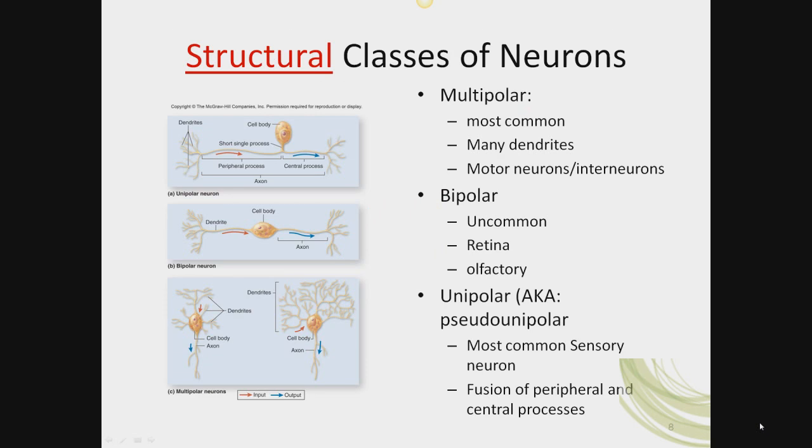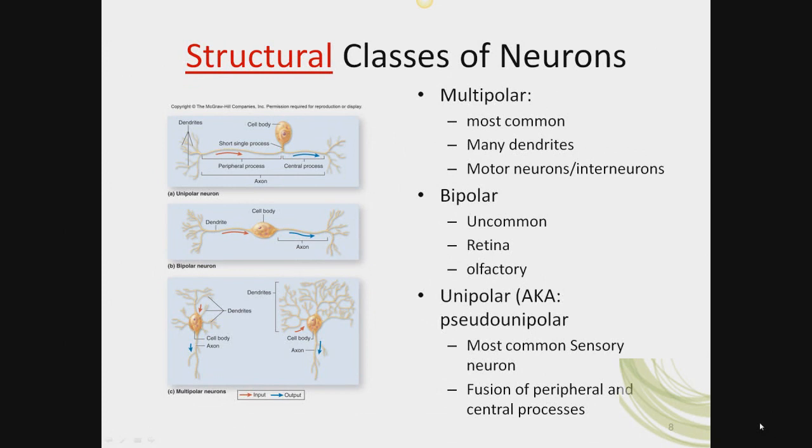There are three major structural classes of neurons. The picture from top to bottom, top picture is unipolar, middle picture is bipolar, and the last picture is multipolar. I'm going to start the discussion with multipolar neurons. Multipolar neurons are the most common of the neuronal types. They have, as you can see from this picture, many dendrites. Now, your motor neurons, your somatic motor neurons, for example, as well as your interneurons, fall into this category.